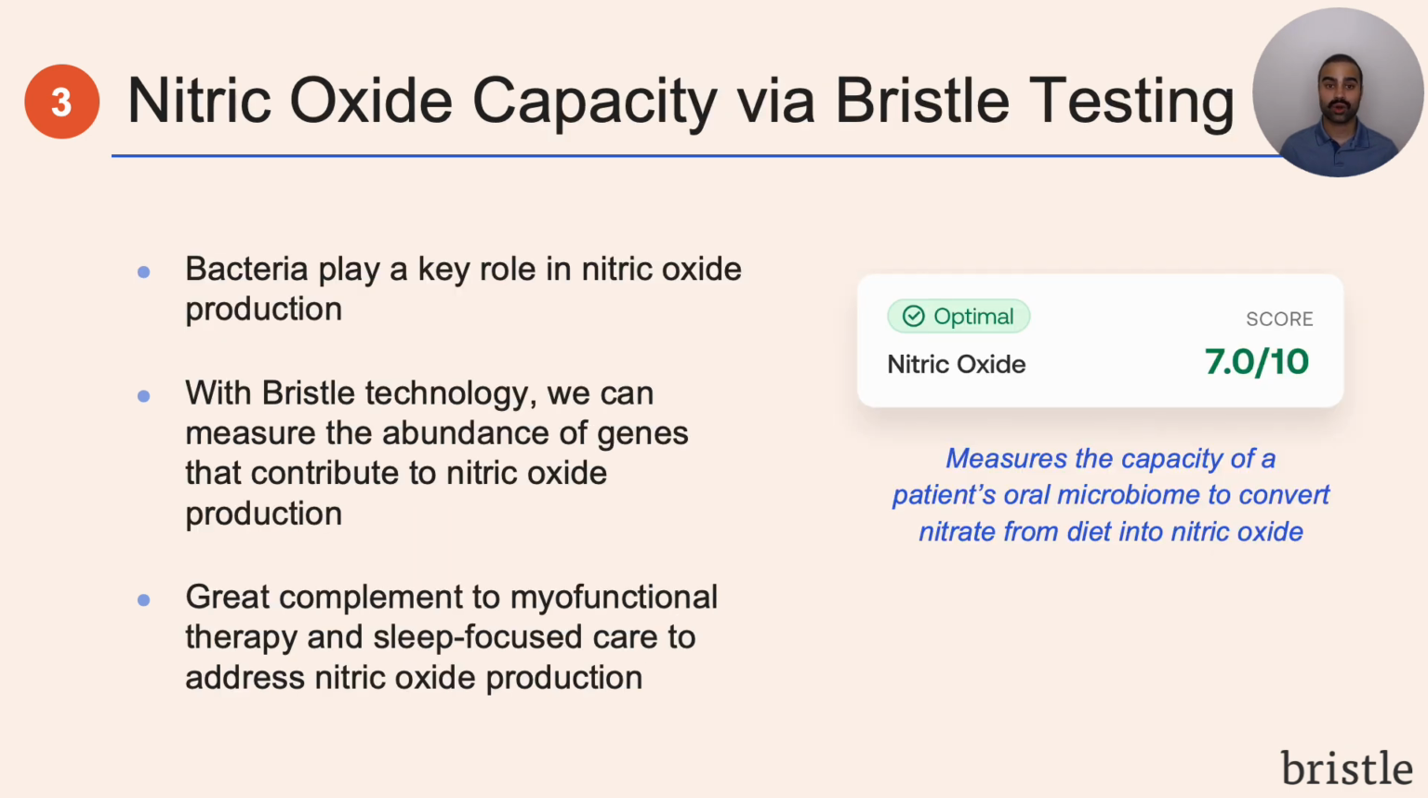The nitric oxide score measures the capacity of a patient's oral microbiome to convert nitrate from their diets into nitric oxide. So it's taking a look at the bacteria present as well as the genes of those species that are needed for that conversion activity. So a low score here for the nitric oxide might mean that the patient needs more nitrate-rich foods like leafy greens or beets, or lifestyle changes. And this insight can actually be a great complement to myofunctional therapy or sleep-focused care, where you're already addressing these issues like mouth breathing and nitric oxide production.